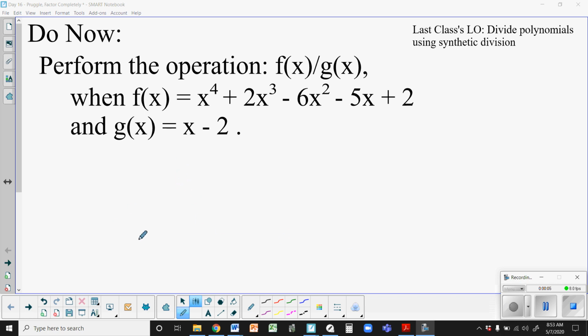Today, let's start with this problem. It says perform the operation. Notice that we're using function notation. f of x divided by g of x, when f of x equals x to the fourth plus 2x cubed minus 6x squared minus 5x plus 2, and g of x equals x minus 2. So I'll give you a second to do this problem.